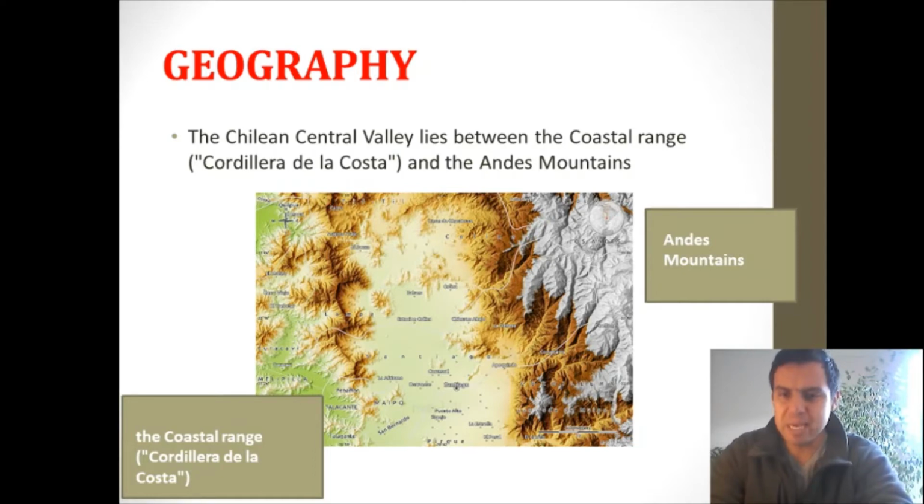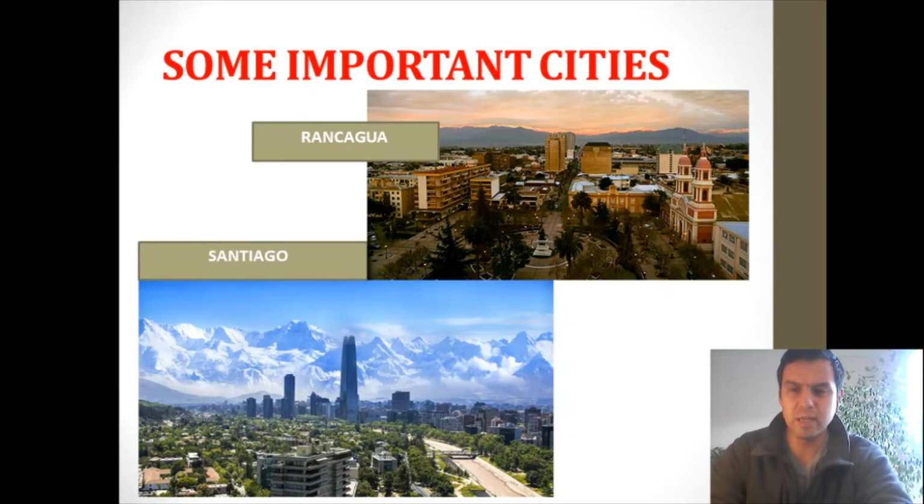The big cities are located in the middle here between the Andes and the coastal range. So that is why I showed the photograph here. Santiago, you see the Andes here at the back and the flat valley, the flat area, which is the Central Valley. Okay, the same in Rancagua. The Andes here, and the flat area, which is the Central Valley.